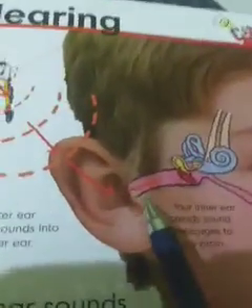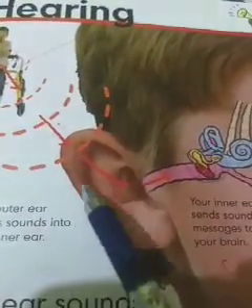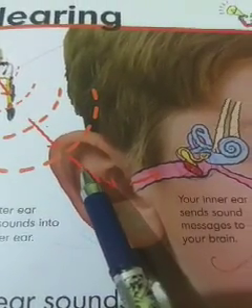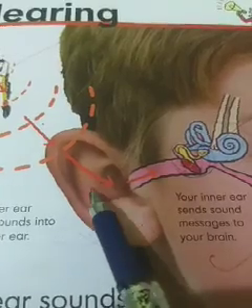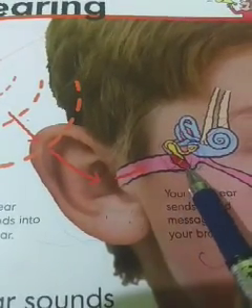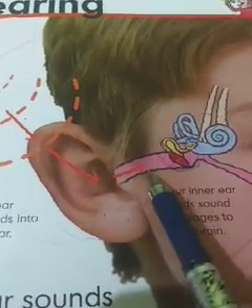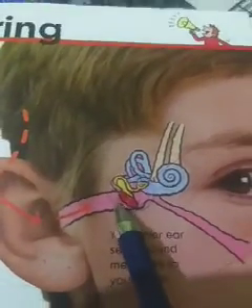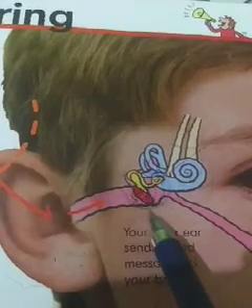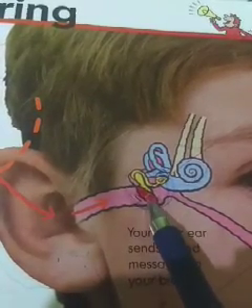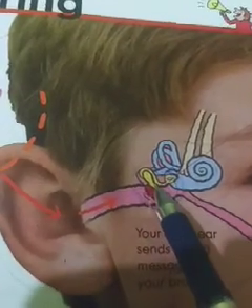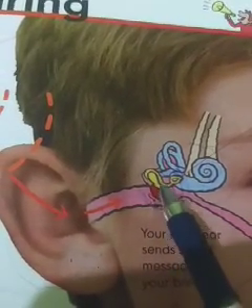Now the outer part of the ear, called the pinna, catches and sends the sound to the middle ear through this auditory canal. This sound strikes the eardrum, and it is received by the middle ear. The middle ear has a bony structure. It has three bones.